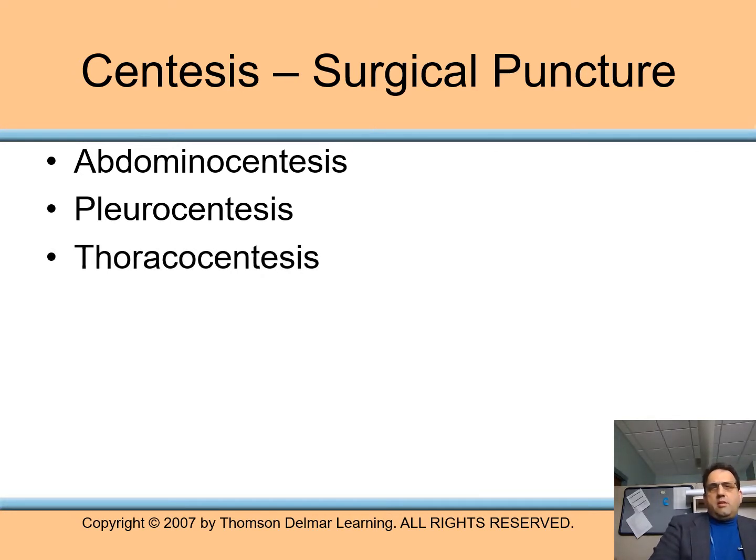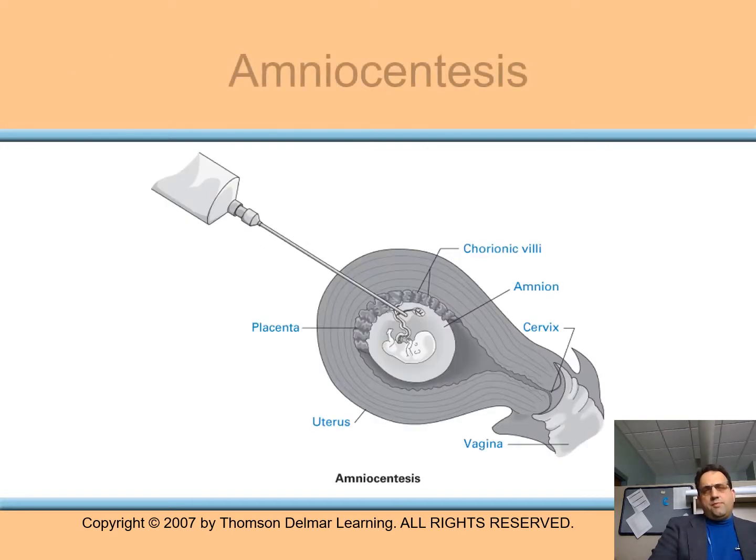Thoracocentesis is actually what we call the pleurocentesis. We're just doing it specifically in that part of the lungs. Amniocentesis we've looked at before. This is when they draw fluid out of the uterus, the amniotic fluid, to test for birth defects.